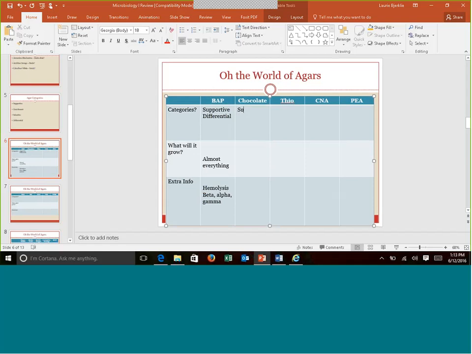All right, chocolate auger is also supportive, grows pretty much everything, and actually it's enrichment. So it really will grow everything, including fastidious.